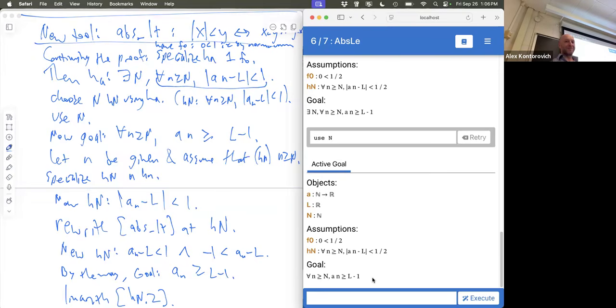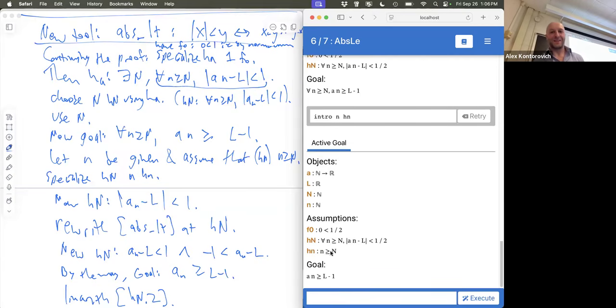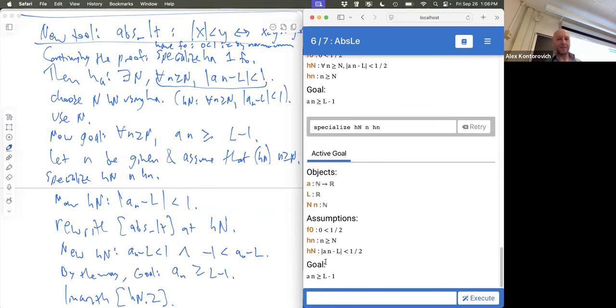Next step, let little n be given and assume that, yeah, so intro n hn. Beautiful. Now we can specialize hn to little n and h little n. Specialize hn, because it wants a little n and it wants a proof that little n is greater than N, that's h little n. Now we know that the absolute value of a n minus L is less than a half.